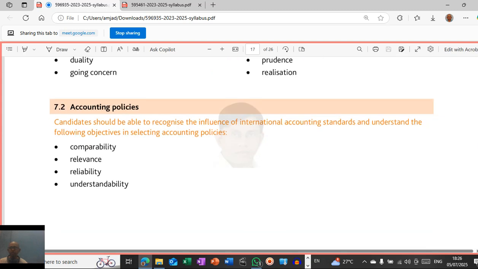Then accounting policies. What is the significance of accounting policies? Candidates should be able to recognize the influence of international accounting standards and understand the following objectives in selecting accounting policies: comparability, reliability, understandability.